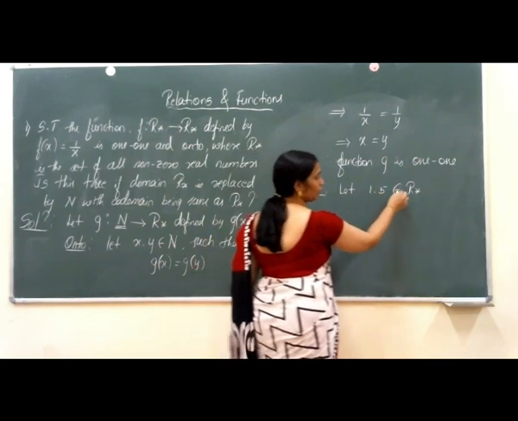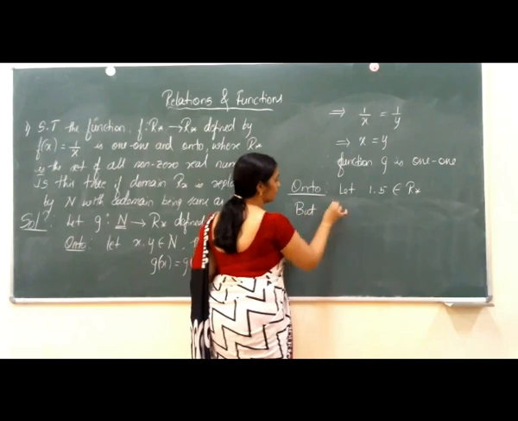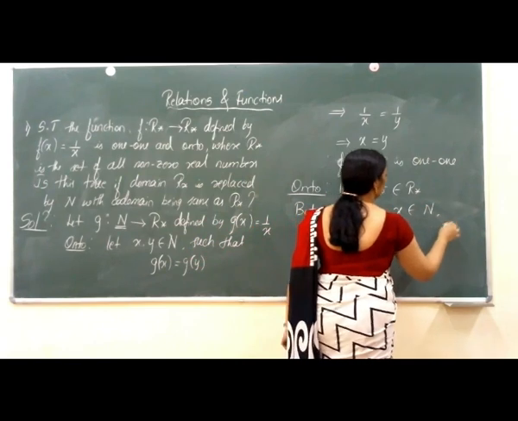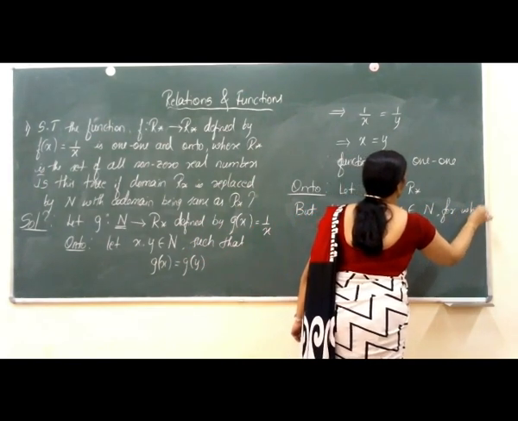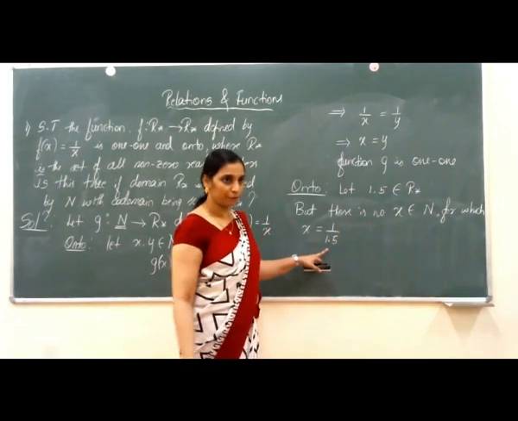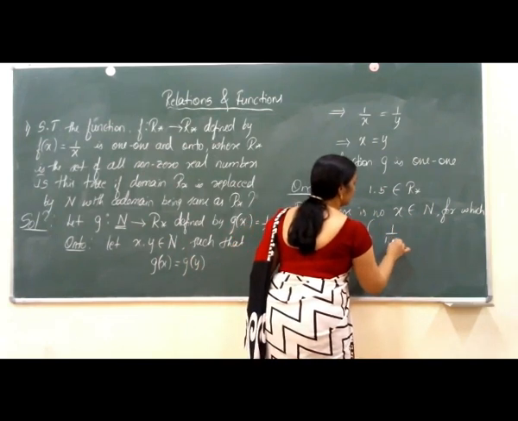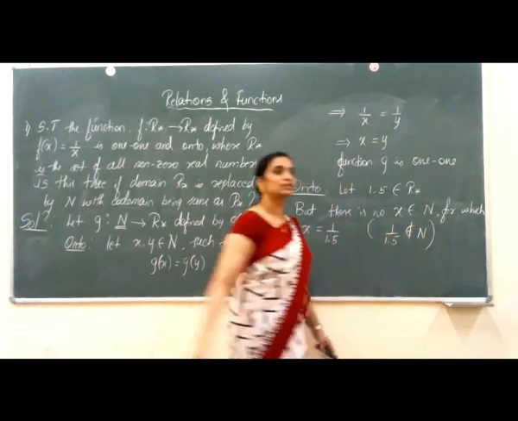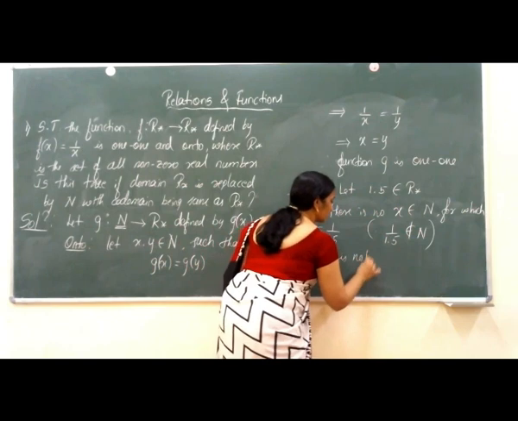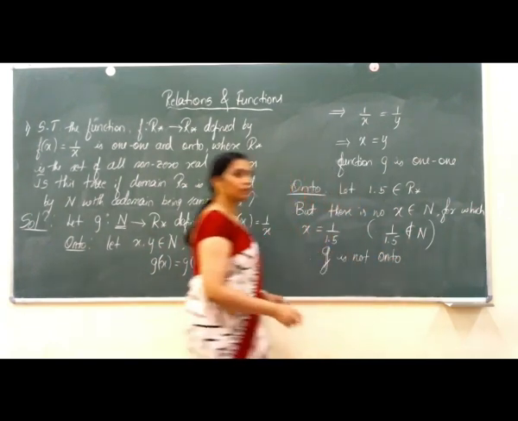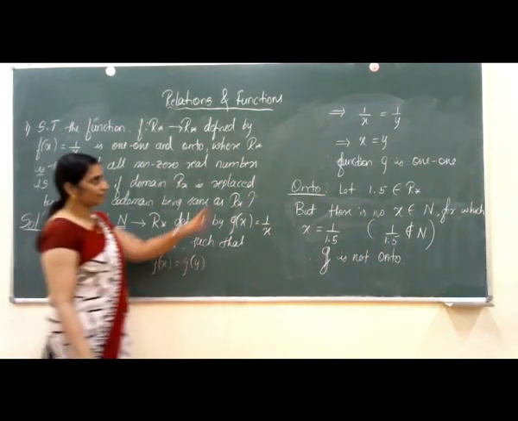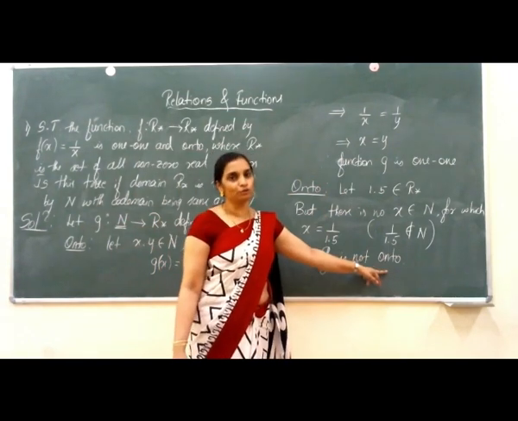So let 1.5 belong to R star, but there is no x in the domain N for which x is equal to 1 divided by 1.5, because 1 by 1.5 doesn't belong to the set of naturals. Therefore, g is not onto. When we replace the domain by the set of natural numbers, the function, no doubt, is one-one, but it is not an onto function.